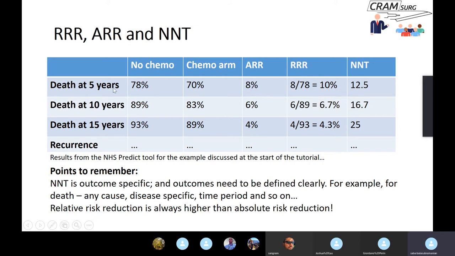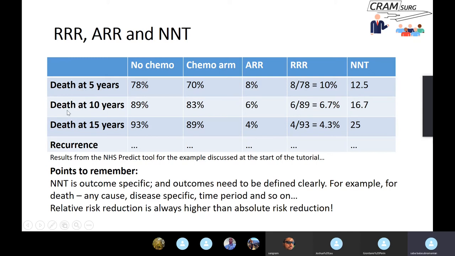So essentially you're saying that you need to treat 12 and a half patients, around 12 patients, to reduce the risk of death at 5 years, to save one life at 5 years. So that's what the top row means.